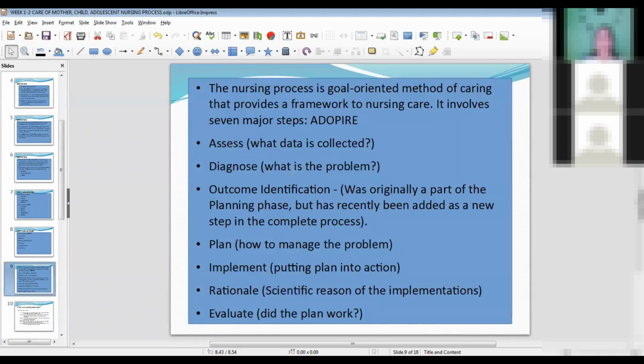So let us now go back to assessment and yung ADOPIR para we have this understanding of how we do assessment. So assessment is divided into two parts. So we have two categories. We have the subjective and the objective, and we term this as cues. Again, subjective cues and objective cues. That is part of our assessment or the data that we are going to collect.